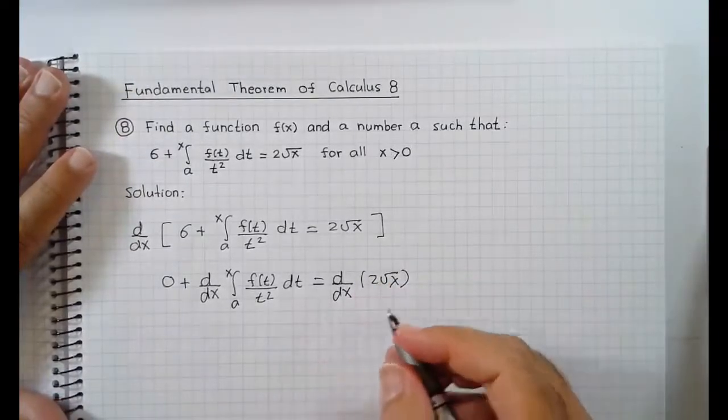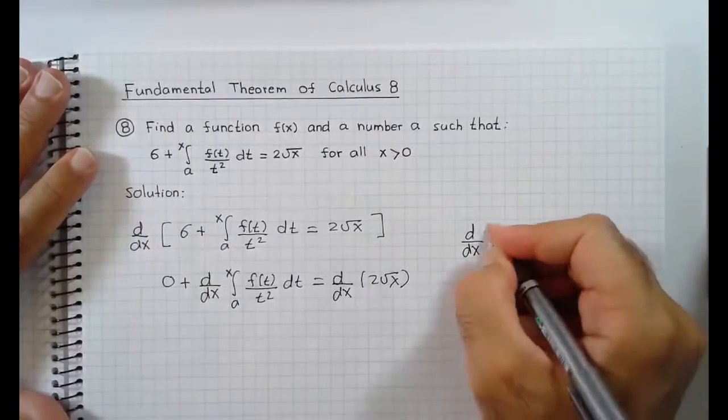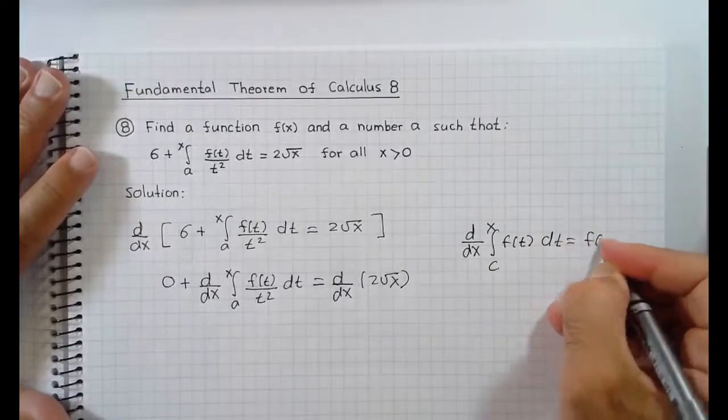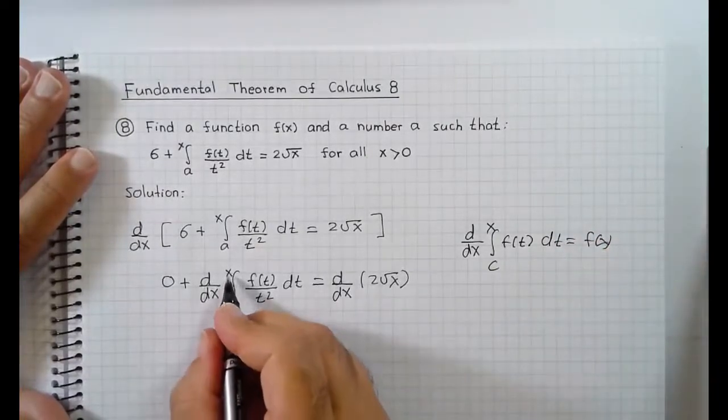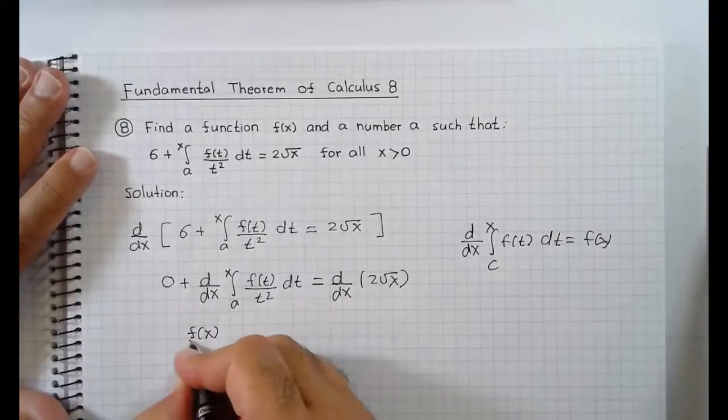Now we know from the fundamental theorem of calculus that the derivative cancels the integral. d/dx of the integral from c to x of f of t dt is equal to f of x. So the derivative cancels the integral, the x goes inside where the t is, and we get f of x over x squared.